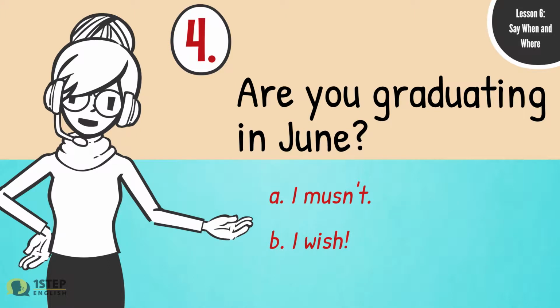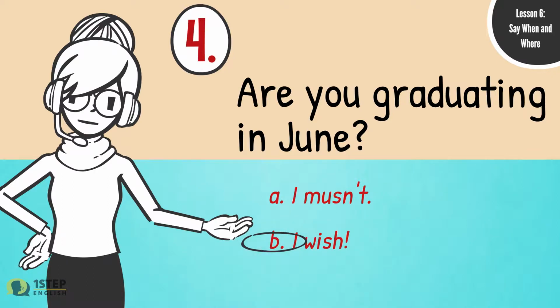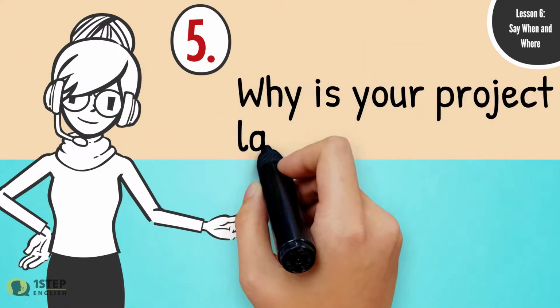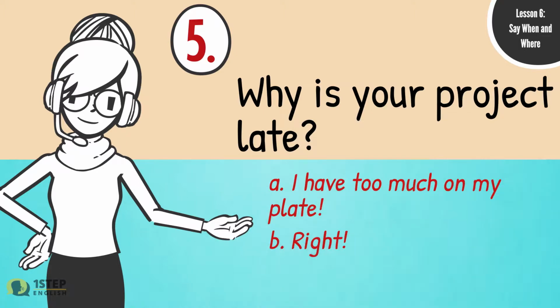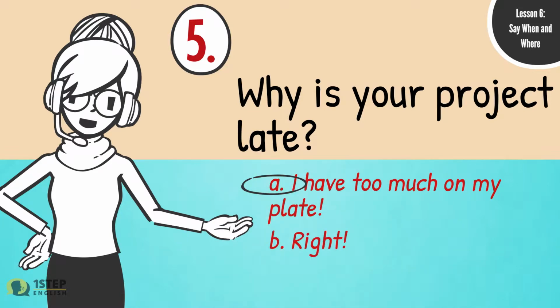4. Are you graduating in June? A. I mustn't. B. I wish. The correct answer is letter B. Are you graduating in June? I wish. 5. Why is your project late? A. I have too much on my plate. B. Right. The correct answer is letter A. Why is your project late? I have too much on my plate.